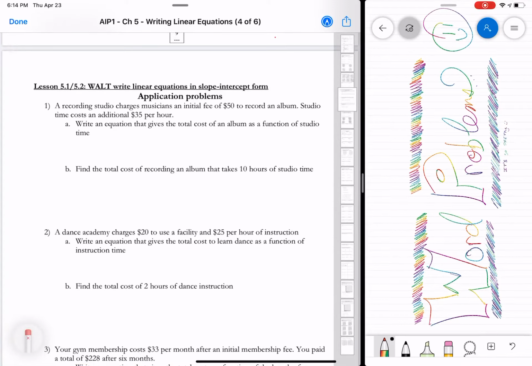We're going to work on word problems now. I know word problems are not your favorite, but look, it's so pretty. Anyways, let's take a look at these.